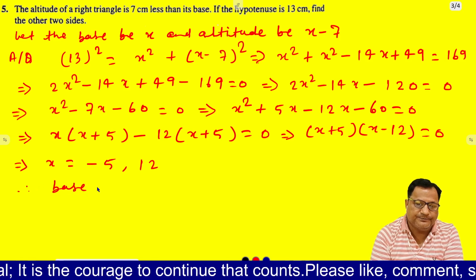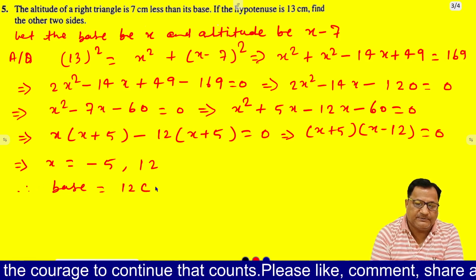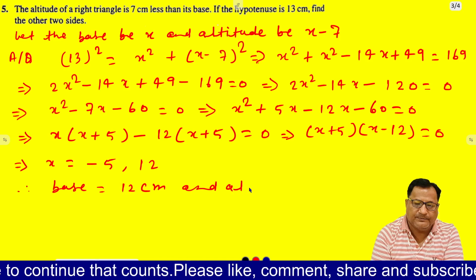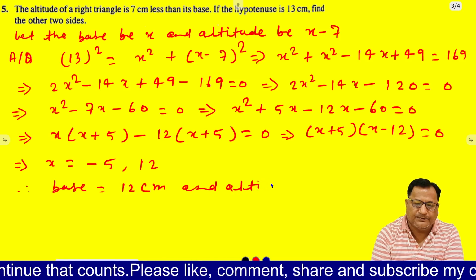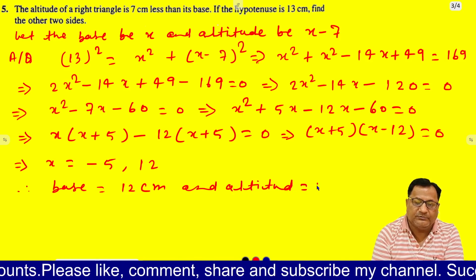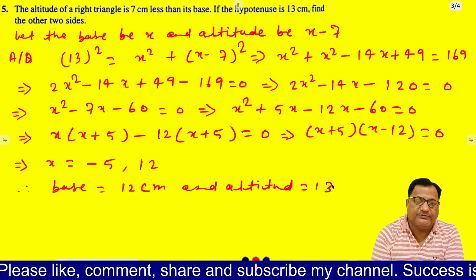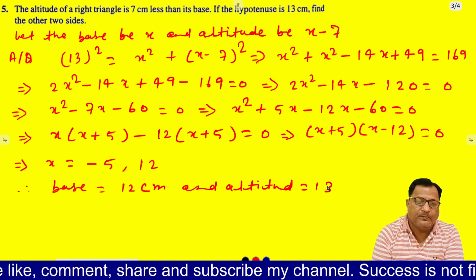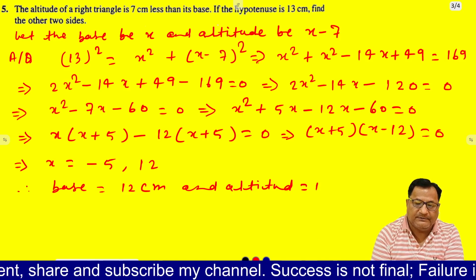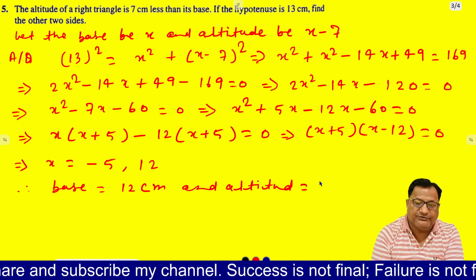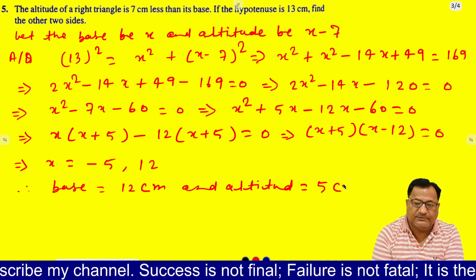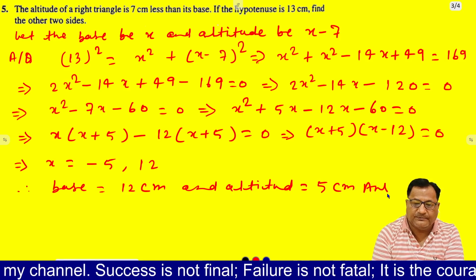to 12 centimeter and altitude is equal to, not 13, 5 less, means 7 less, means 5 centimeter. This is the answer.